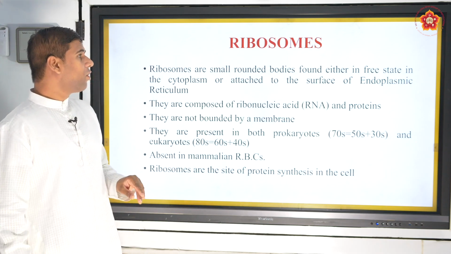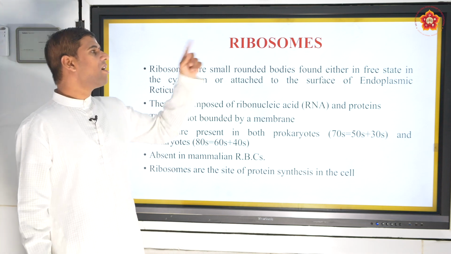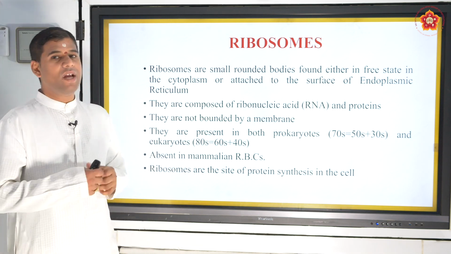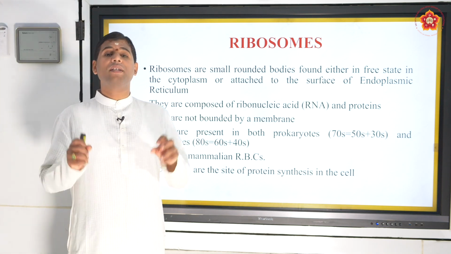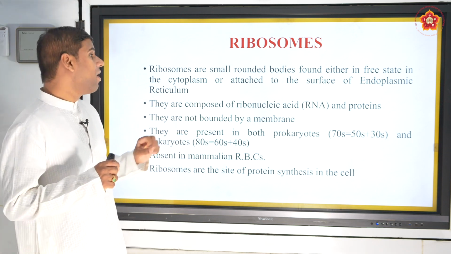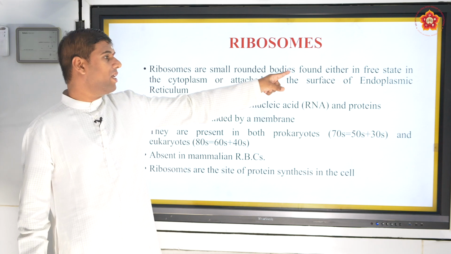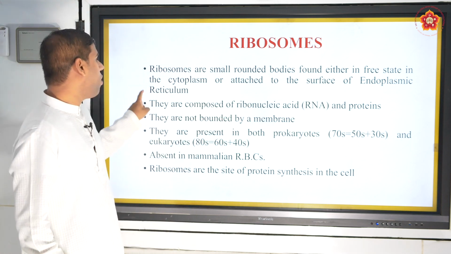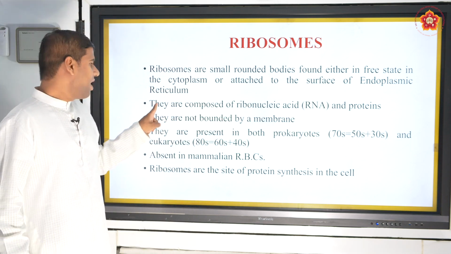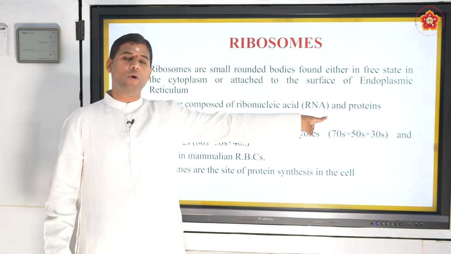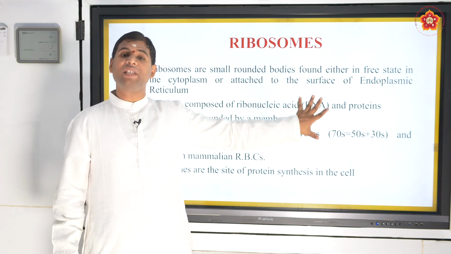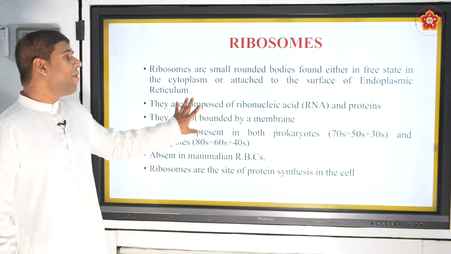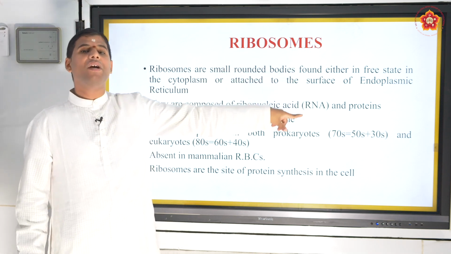All right. Coming on to the next one, the ribosomes. Now ribosomes, as we saw, are present on the endoplasmic reticulum, but they have some specific function. Ribosomes are small rounded bodies. They are found in a free state, and also on the endoplasmic reticulum. They are composed of RNA, ribonucleic acid, and proteins. They are not bounded by a membrane, so there's no membrane for the ribosomes. You'll be seeing how they look.